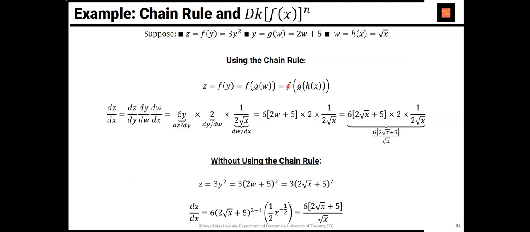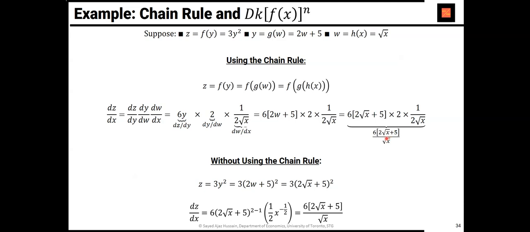Or you could just first do dz/dy, right? That's your first argument right there, dz/dy. That will be, of course, 6y from up there. Then dy/dw is 2. And then, of course, dw/dx, which is the derivative of this. I now apply this rule up there, and I get this over here. And if I simplify, I get this thing here.